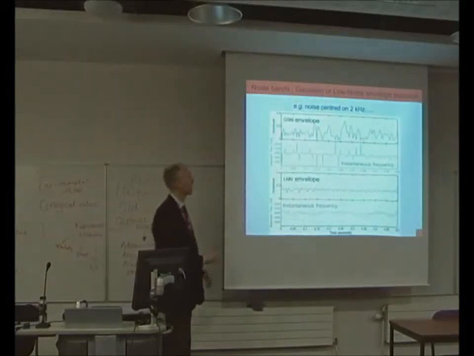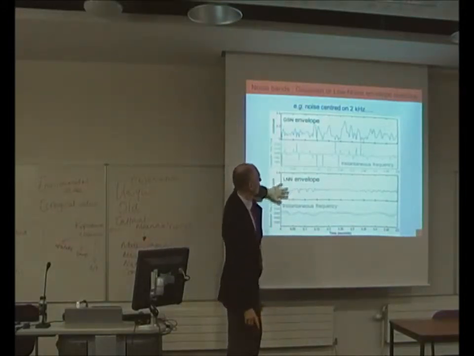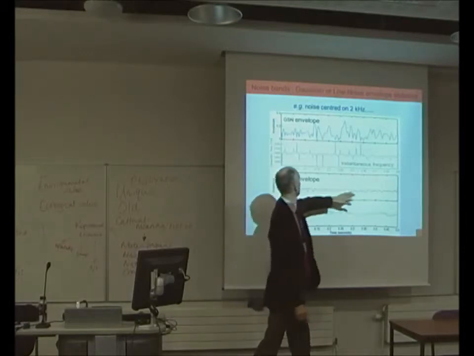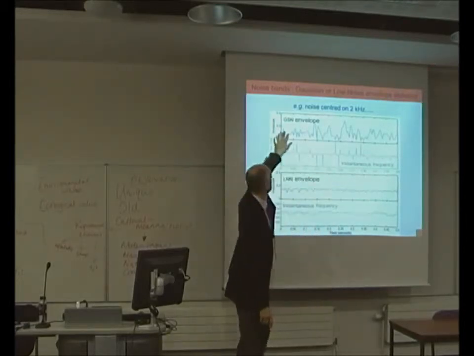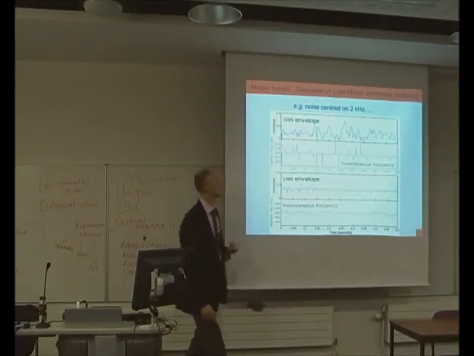And so when you compare the Gaussian noise envelope to a low noise envelope, you see there's much less fluctuation in the low noise envelope compared to the Gaussian noise envelope. Ignore those two panels, this is just for didactic purposes.